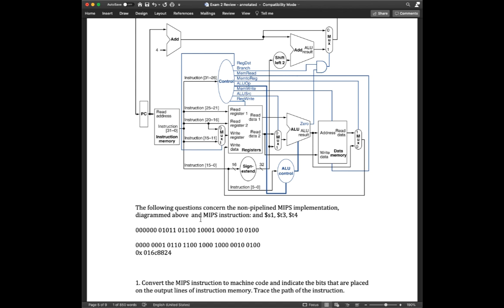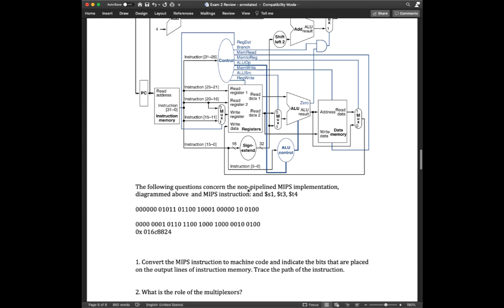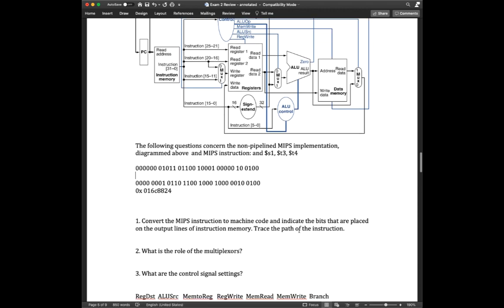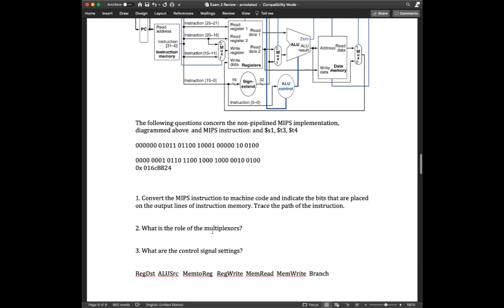So you need to understand that because I'll ask you questions about it, but you won't actually be tracing. Tracing is just something to do on the review so it helps you understand what's going on. And so I'm going to ask about the multiplexers and the control signal settings.